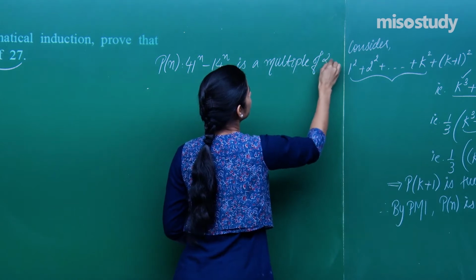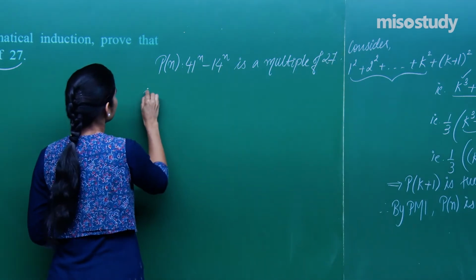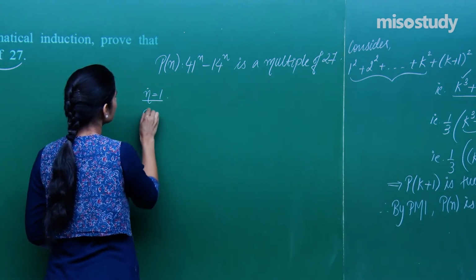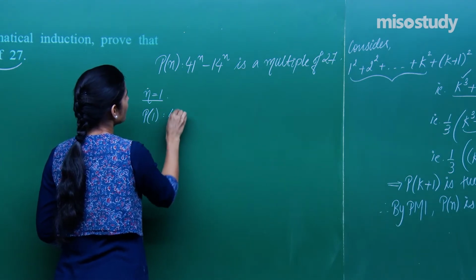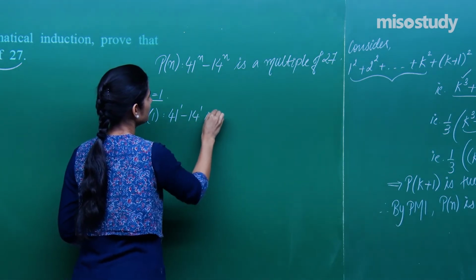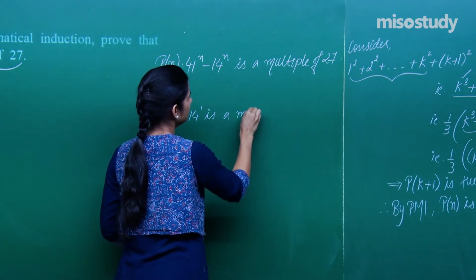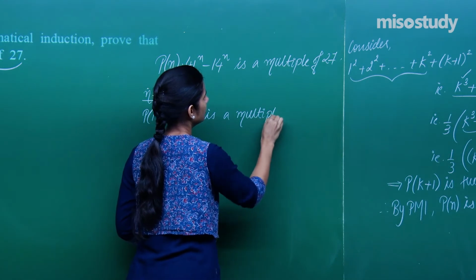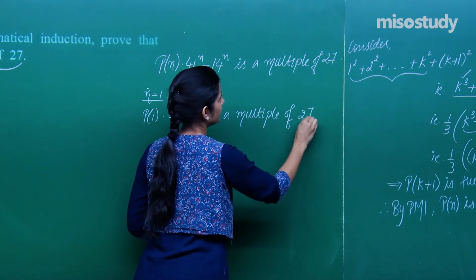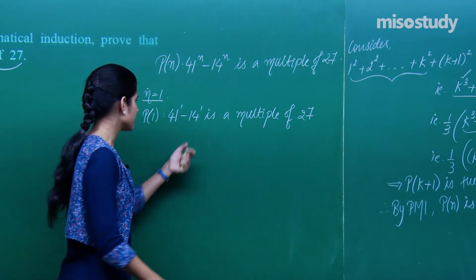Again, beginning with the same drill, n equals 1. P1 says 41 to the power 1 minus 14 to the power 1 is a multiple of 27. What is this?